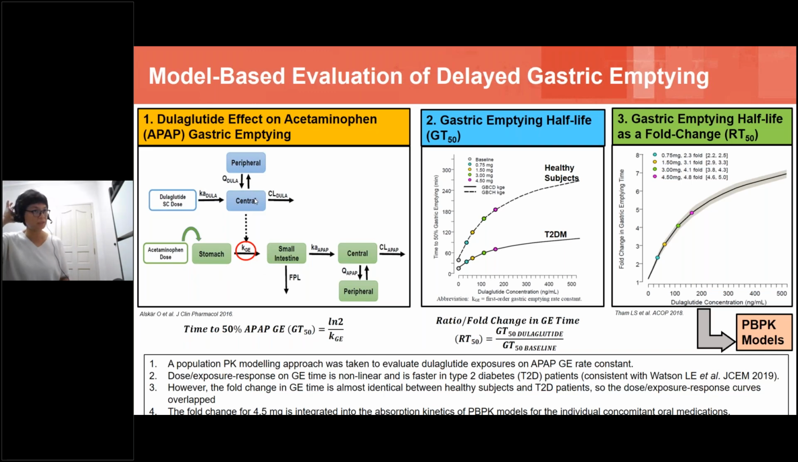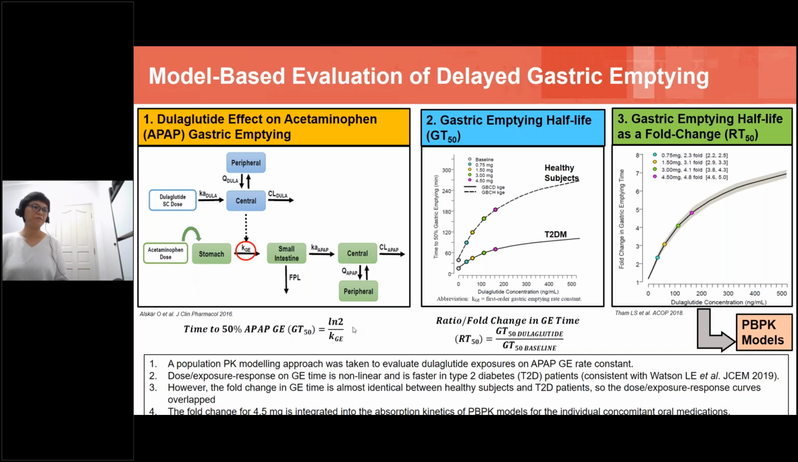And overlaid on top of it is a pop-PK model for dulaglutide, and those are the blue boxes. The influence of dulaglutide occurs in a dose-dependent manner on this gastric emptying rate constant for acetaminophen. So taking this gastric emptying rate constant over a wide range of dulaglutide doses or exposures, you come to this equation at the bottom, where we convert this gastric emptying rate constant into a time factor. If you imagine it like a half-life and use the natural log of 2 divided by the rate constant, you get a time factor, which is the time to 50% of acetaminophen gastric emptying.